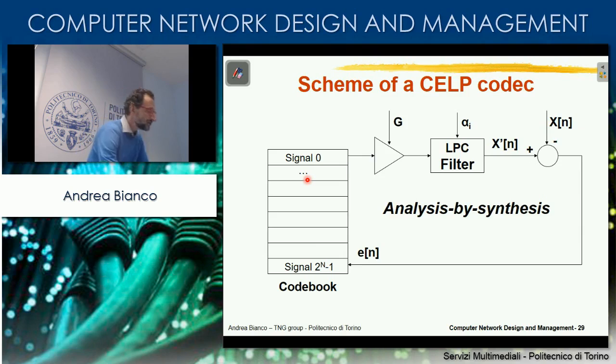Is it clear? Once you have selected, what you will send, instead of the flag, which was binary, we need to have a number of bits which are able to tell us to use this signal here at the receiver, signal 22. So we slightly increase the bit rate because we need more than 1 bit to do that, okay, log 2 of 1024, but that's the basic idea.